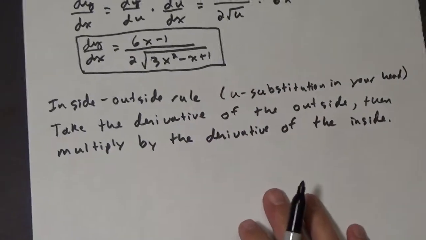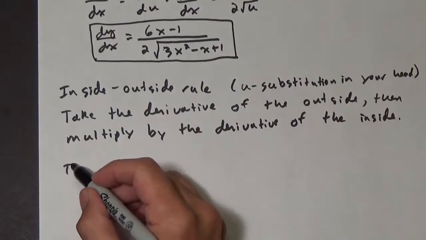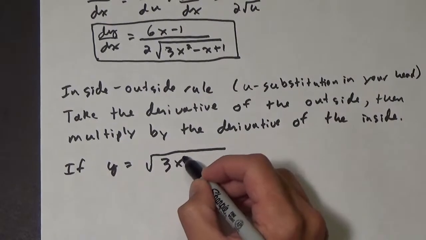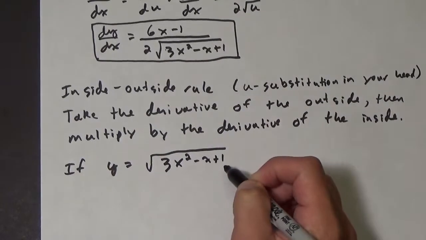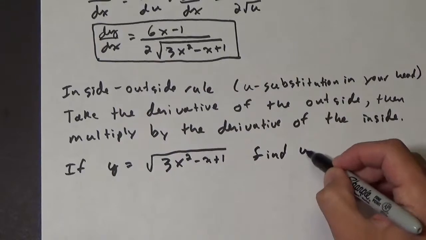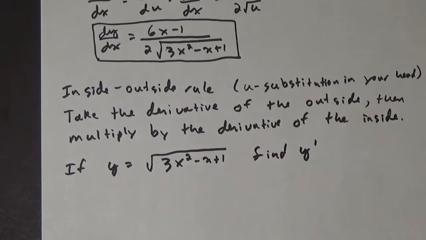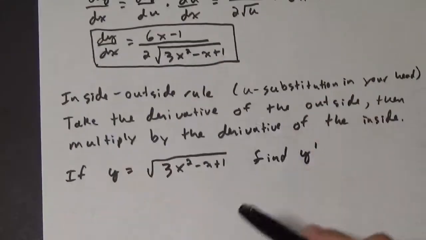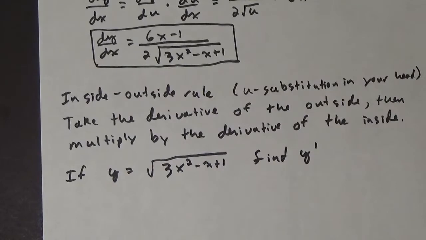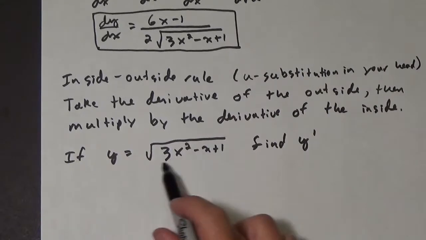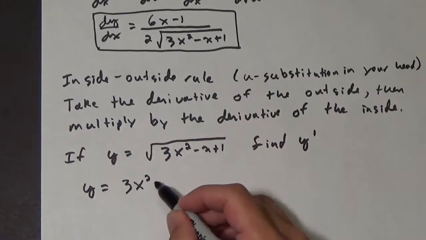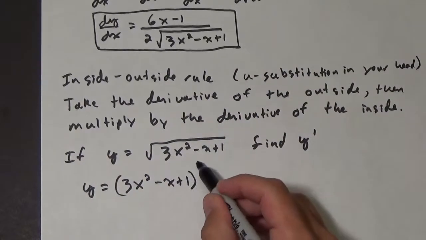So let's look at this example up here again. If y equals the square root of 3x squared minus x plus 1, find y prime. So this is the exact same one that we just did up here, but instead of doing all this work, we're going to try our inside-outside rule. And so I first do like to rewrite. I'm going to rewrite this so we have to the 1/2 power. So we have y equals 3x squared minus x plus 1 to the 1/2.